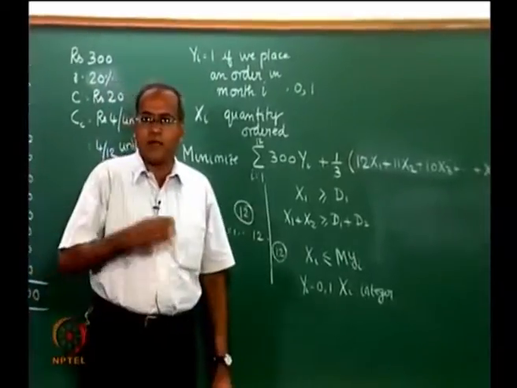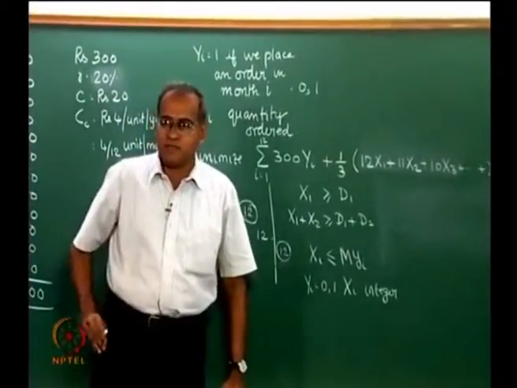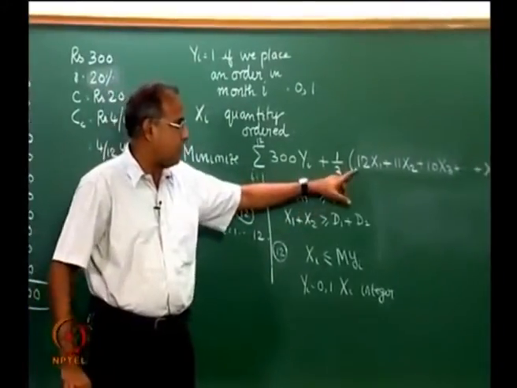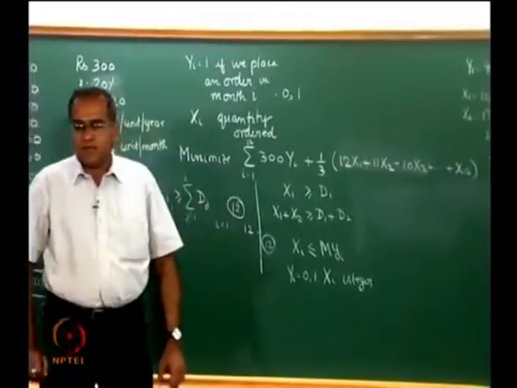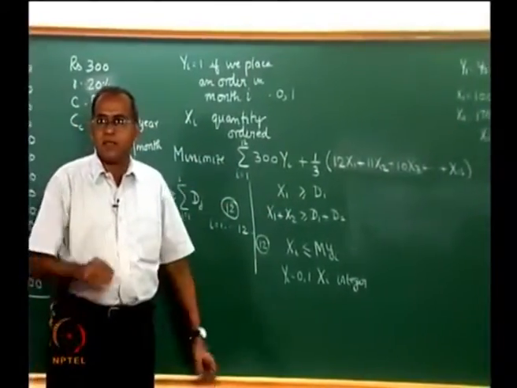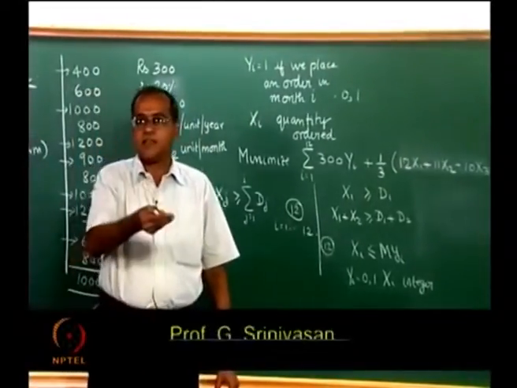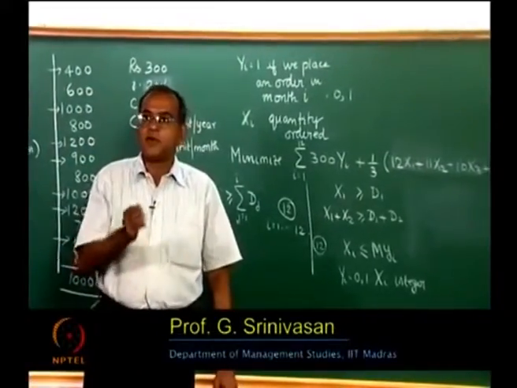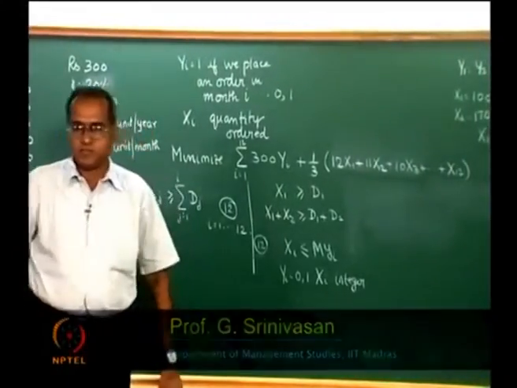So we defined I1, I2 up to I12 as the ending inventory in the 12 months, and then we simplified it to 12x1 plus 11x2 plus etc. minus a constant. And then we removed the constant, because in any mathematical programming problem, when you optimize a function, if there is a constant in the objective function, you can remove it and then you can optimize only the terms containing the variables.